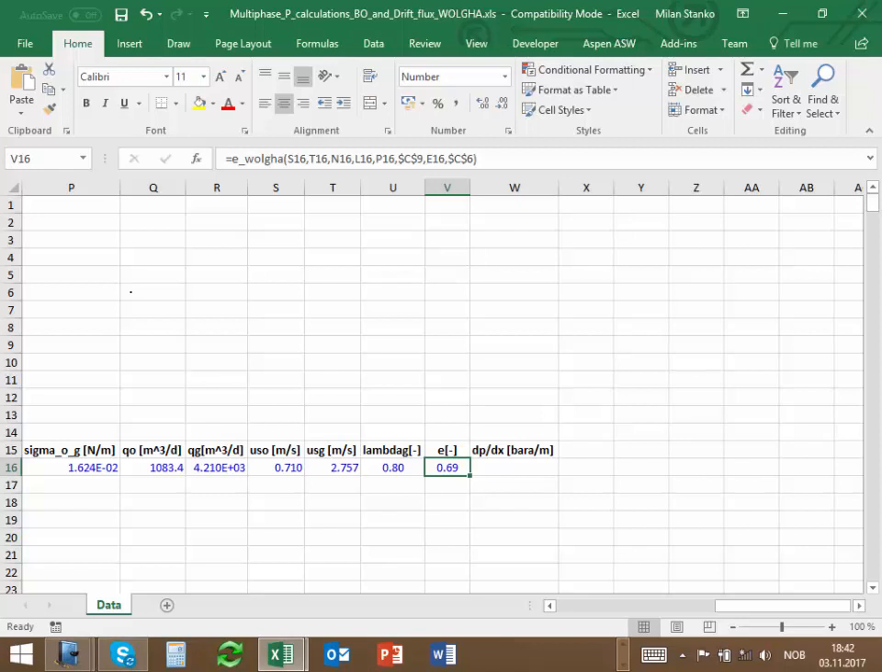For those of you that finished, try to go and check the function dpdx. Okay, I programmed that equation that I showed you in the VBA. It's one function called dpdx.